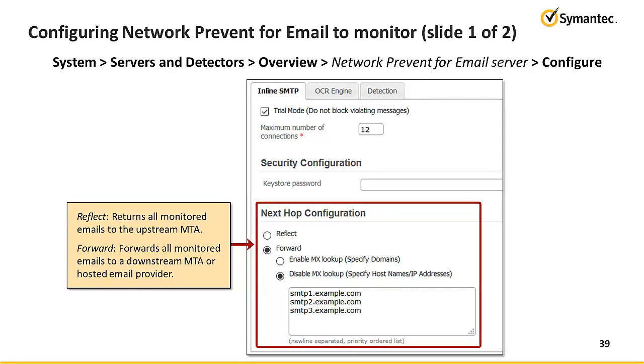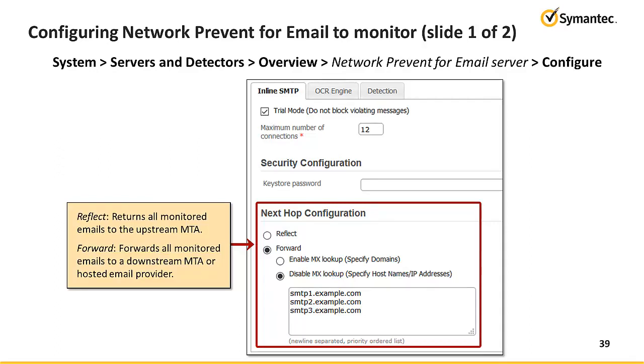The upstream MTA must be able to determine whether an email is coming from the mail server or previous hop MTA, or if it is being returned from the Network Prevent for Email server. To ensure that Symantec DLP analyzes all incoming email, configure the MTA to route email coming from the previous hop to the Network Prevent for Email server, and then to route emails returned from the Network Prevent for Email server to the next hop or to the Internet.